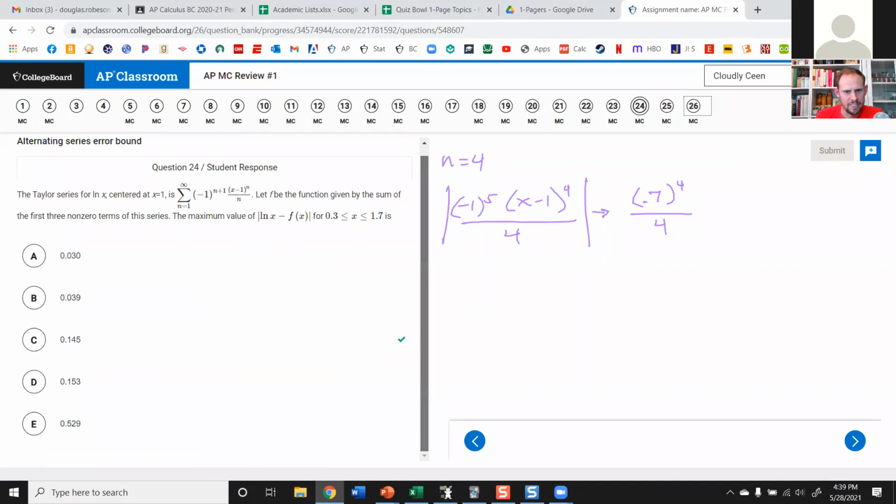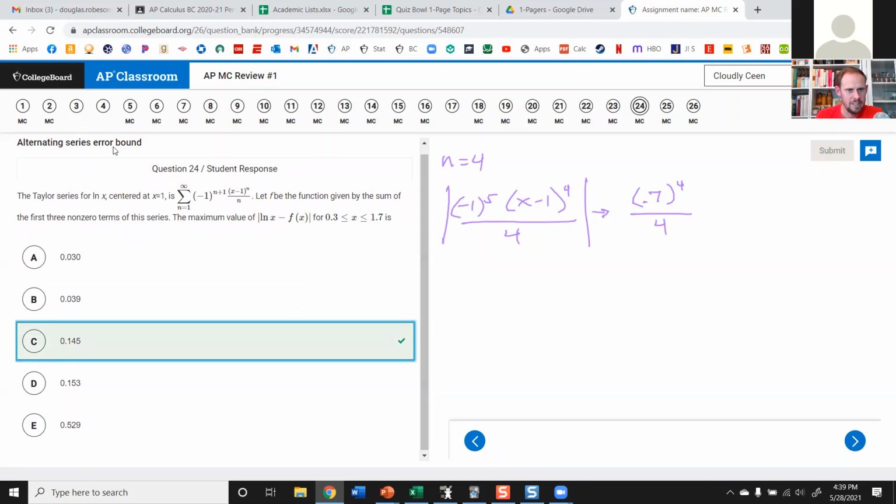I don't know what I'm missing. It doesn't show me anything down here either. It doesn't give me answers, which is kind of annoying. Yeah, alternating series error bound should just be the next term. The first 3 non-zero, so it'd be 0, 1, and 2. Oh no, it's just starting at 1. I don't think it has anything to do with that. 1 minus 1 does equal 0.